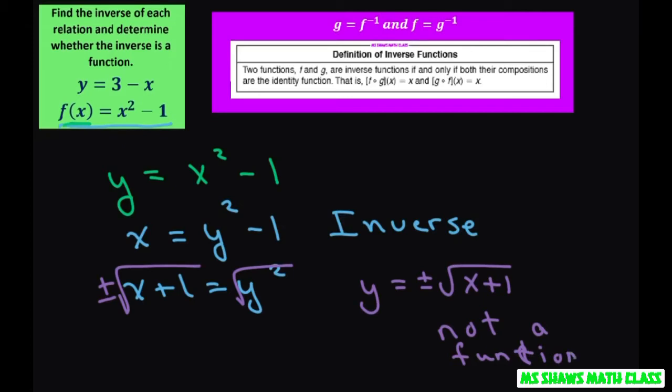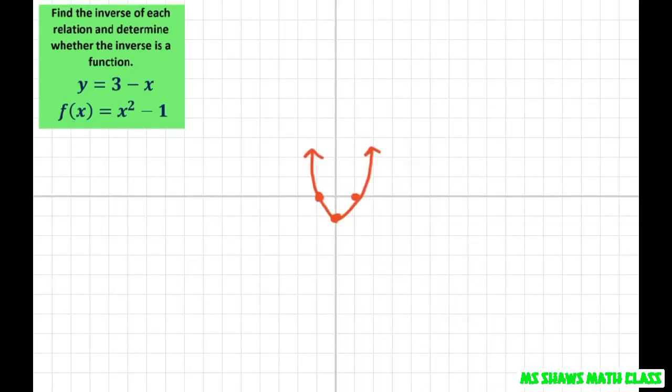If it was just positive square root of x plus 1, it would be a function. But we have the plus and minus. And I'm going to show you with the graph. So basically, the first one is here. This is a function. It passes the vertical line test.